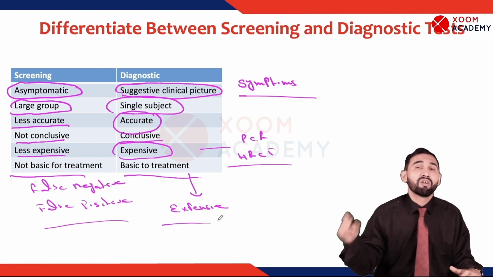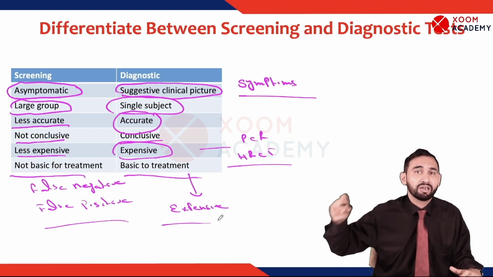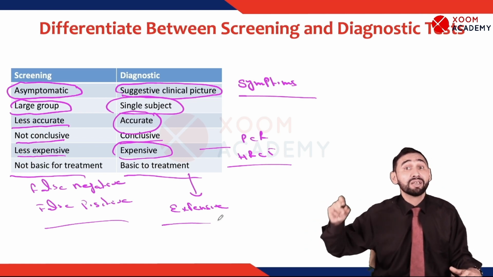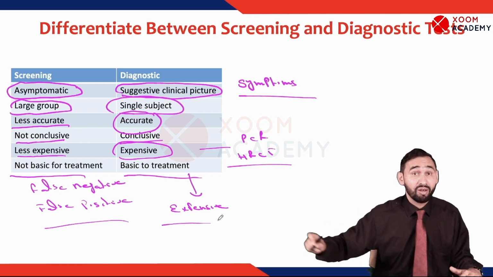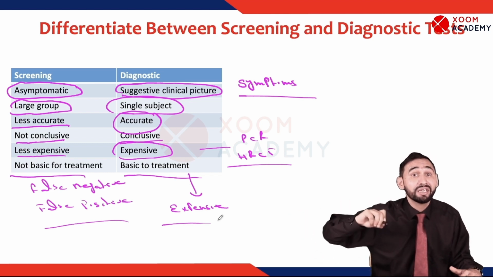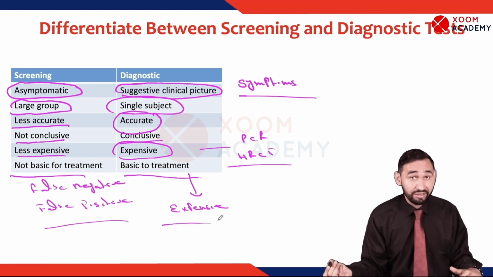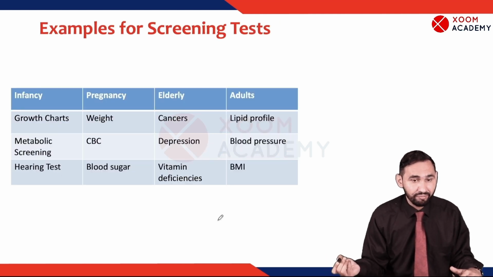It is easy to perform a screening test of coronavirus in a community of 10,000 or 1 lakh, but it is difficult to do a diagnostic test on 100 or 1,000 persons, because diagnosis takes time and money. So these are the basic differences. It can be asked in university. It's a common university question: what is the difference between a screening test and a diagnostic test? So you must remember this.